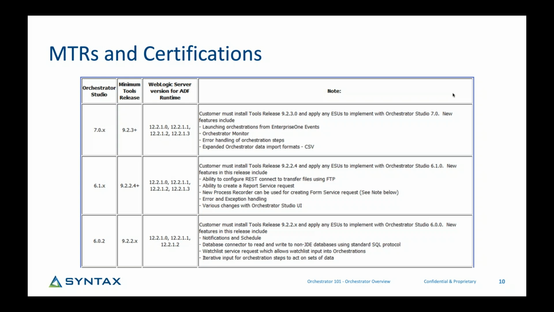But then on the right side, you just have a few different pieces of data. So expanded Orchestrator data imports and formats for CSV is a huge piece, and that comes with the Orchestrator Studio 7. With older tools releases, if you're a few tools releases back, which a lot of customers are, we're looking at kind of the 6.0 or the 6.1 version of the Orchestrator Studio, which has a lot of that base functionality in those 6.0 versions as well.